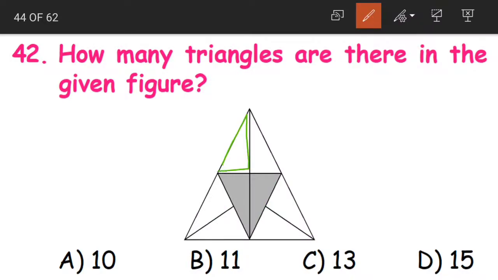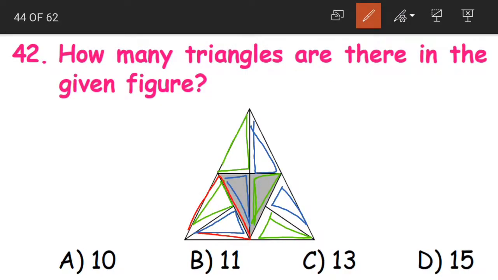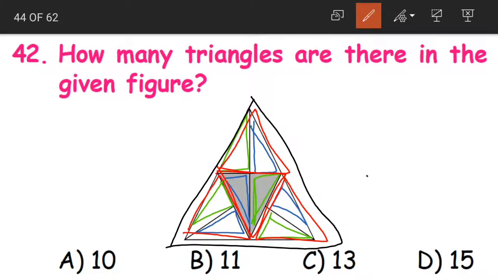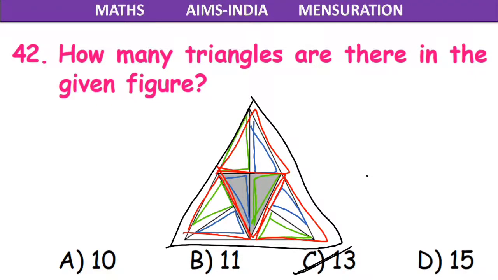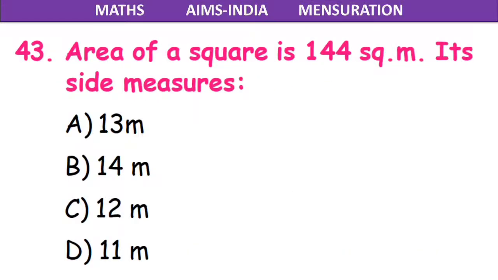Understood? This is one triangle, 2, 3, 4, 5, 6, 7, 8, 9, 10, 11, 12 and then the bigger triangle 13. So in total there are 13 triangles in the given figure. So option C becomes our correct answer. So when such type of questions are given, you have to be careful and count the number of shapes exactly.